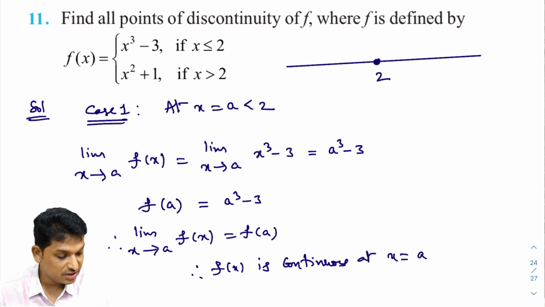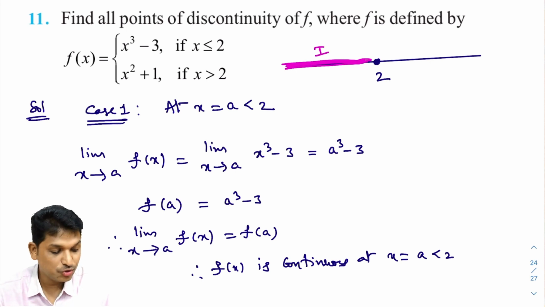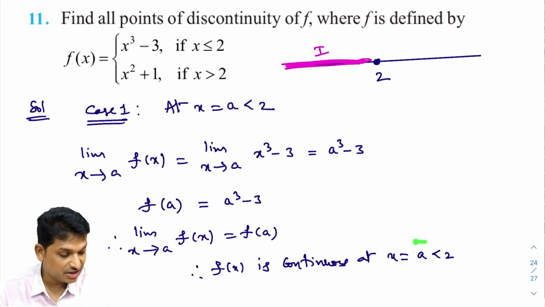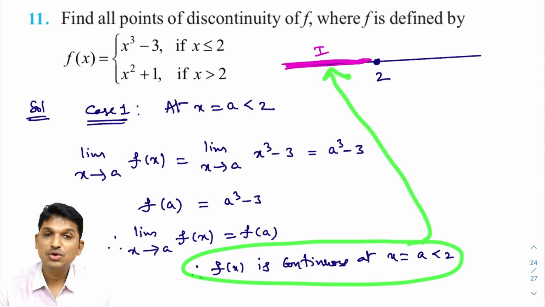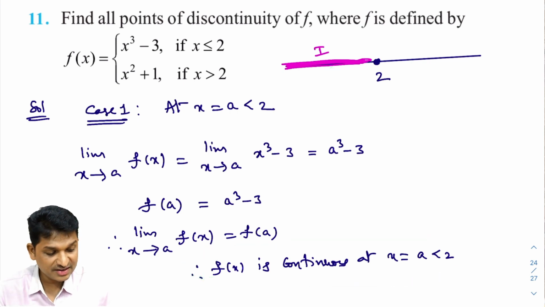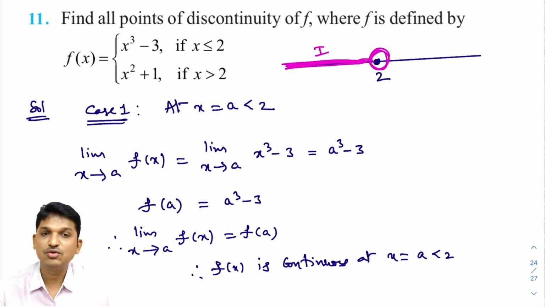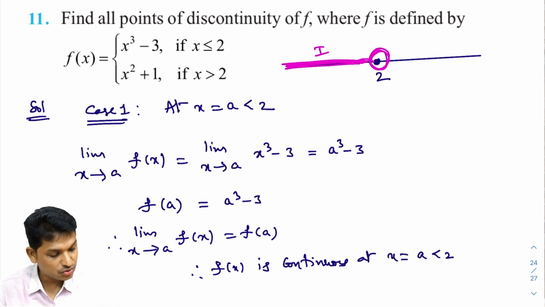What about a value here? A value is less than 2. That means I checked continuity in this zone. This is case 1. What I came to know? I got that this is continuous at x equal to a whenever a value is less than 2. So there is no point of discontinuity in this zone. So what is the second case? Second case, I'll check the continuity at a equal to 2.